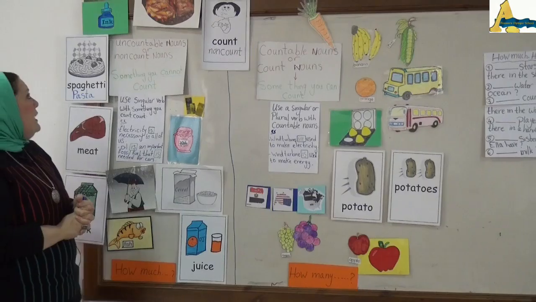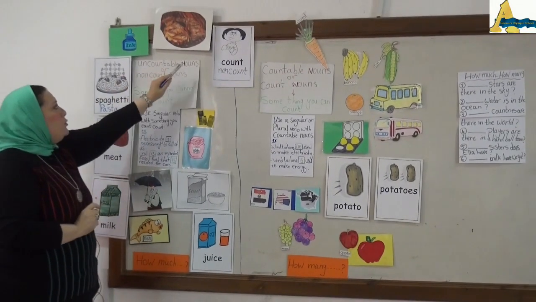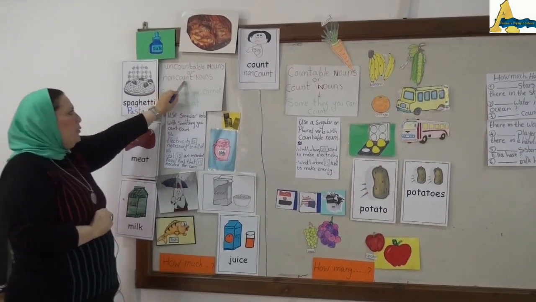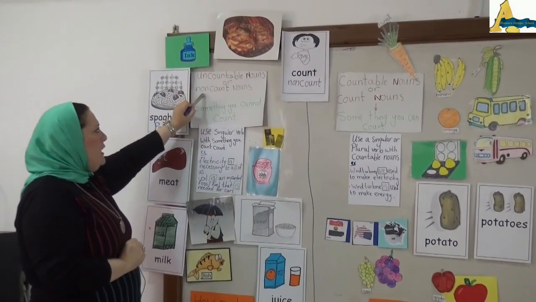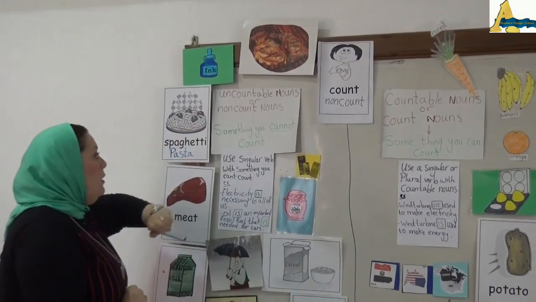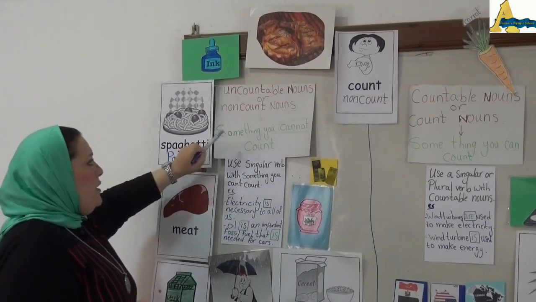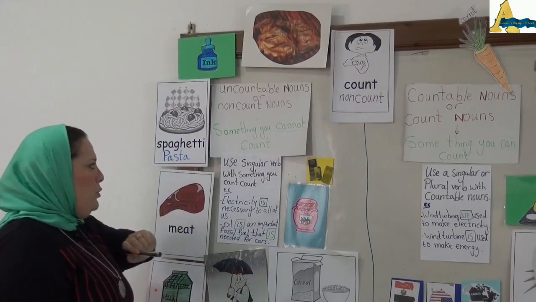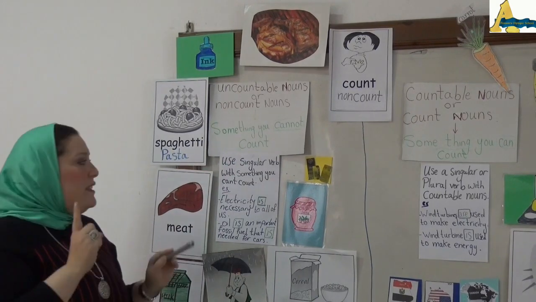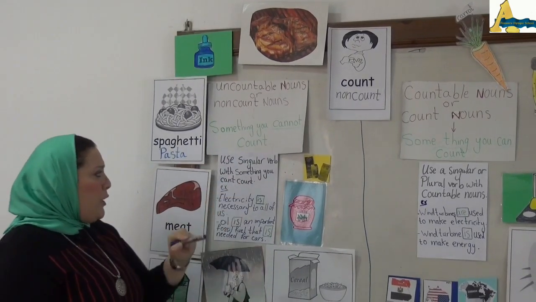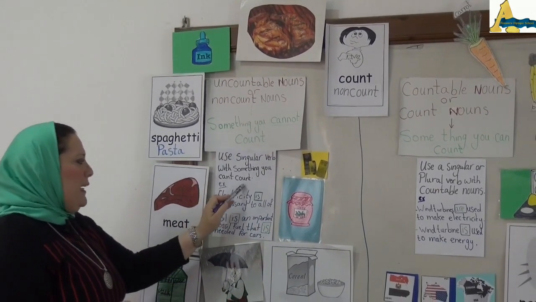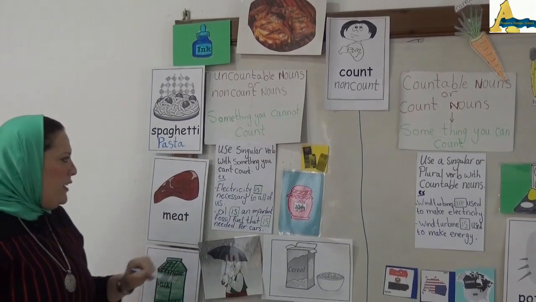Let's see the other part of the lesson, which is uncountable nouns or non-count nouns. And as we know that non means not. What are these nouns? They are something you cannot count. And we're going to use only the singular form. Use singular verbs with something you can't count. Let's see the examples here.